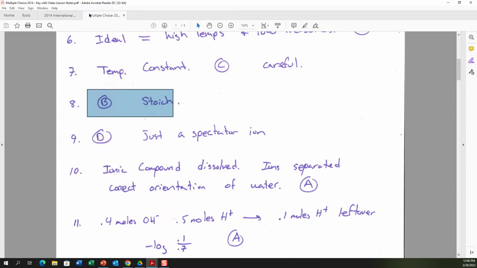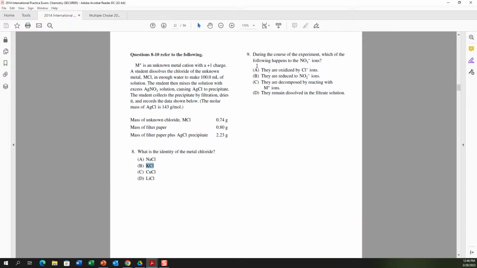Your favorite. Okay, so let's go to number 9. During the course of the experiment, this whole paragraph is supposed to refer to questions 8 through 10. Which of the following happens to the nitrate ions? Nitrate's just a spectator ion, so they remain dissolved in the filtrate solution. So D.